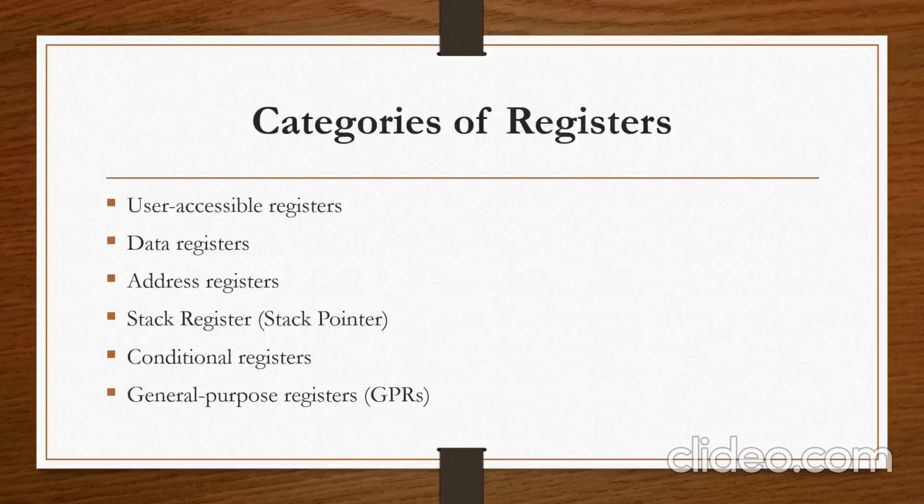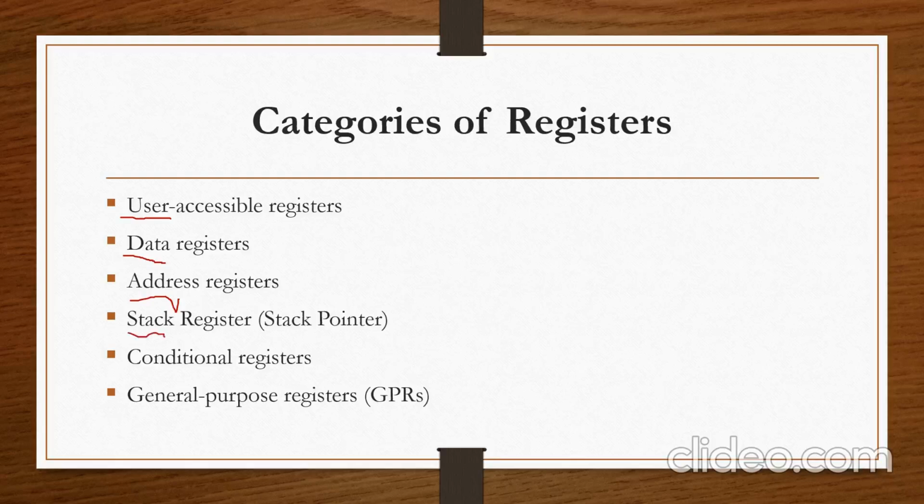These are some of the categories of registers. We have user accessible registers. These are classified as data registers and address registers. Data registers hold numeric values, for example, integers and floating point values. Then we have the address registers. These hold addresses and are used by instructions that indirectly access the memory.